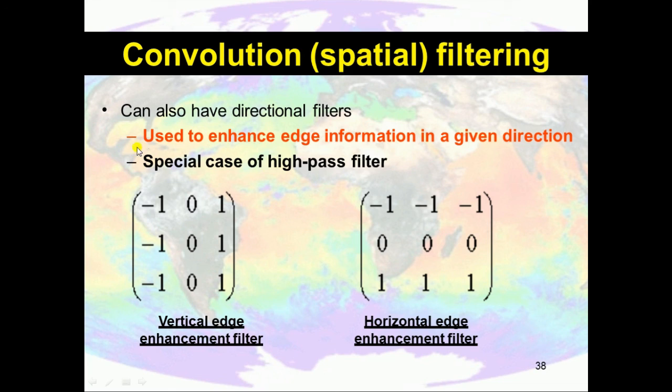Convolution filtering also has a directional filter. It is used to enhance the edge information in given directions. It is a special case of the high pass filter, like the vertical edge enhancement filter with -1, 0 and 1. That can show the vertical differences in the picture. The horizontal edge enhancement filter is similar. Where the difference is large, we can easily identify the edge of an object.